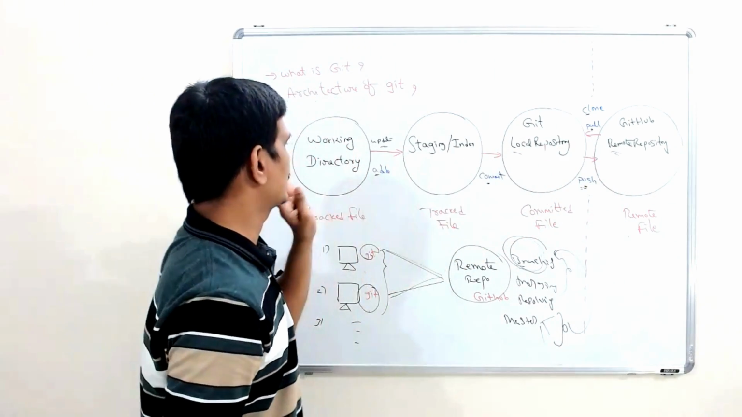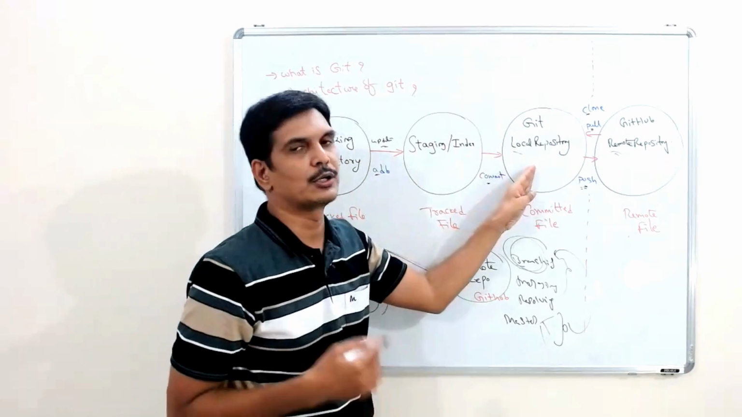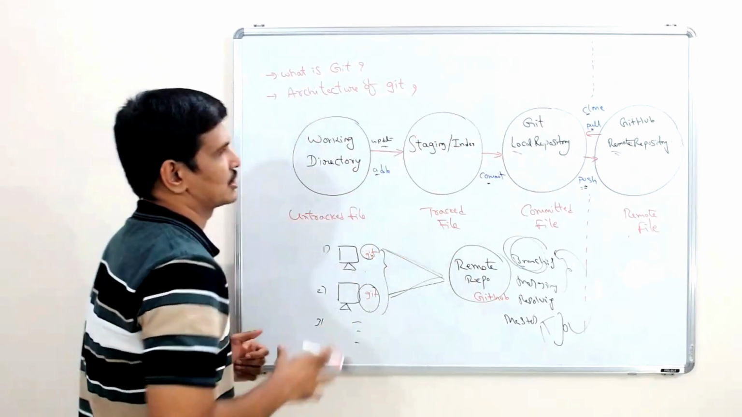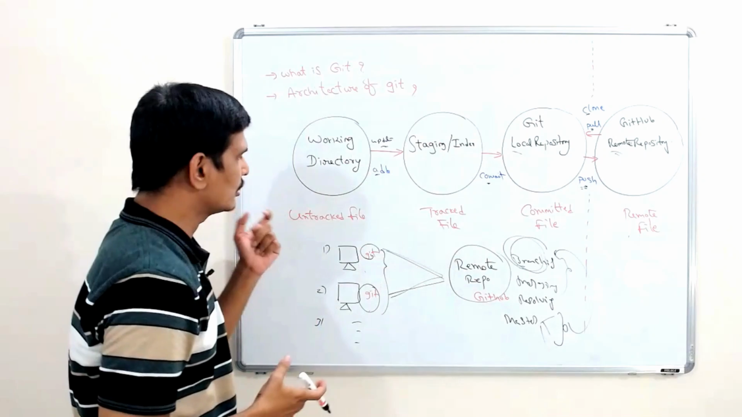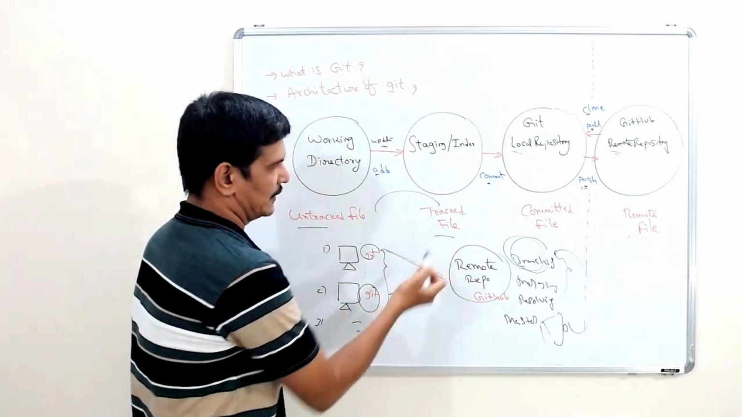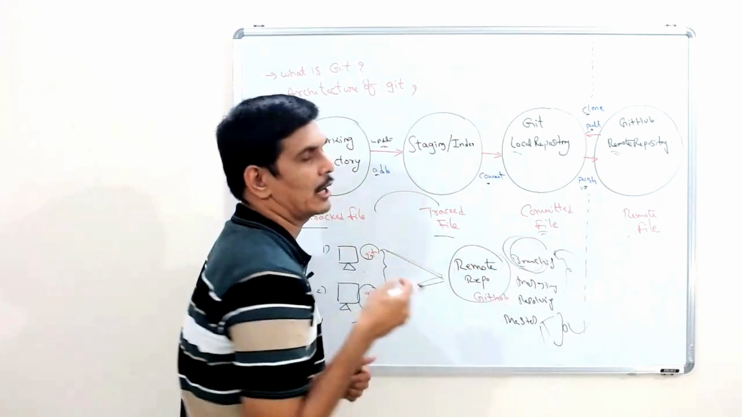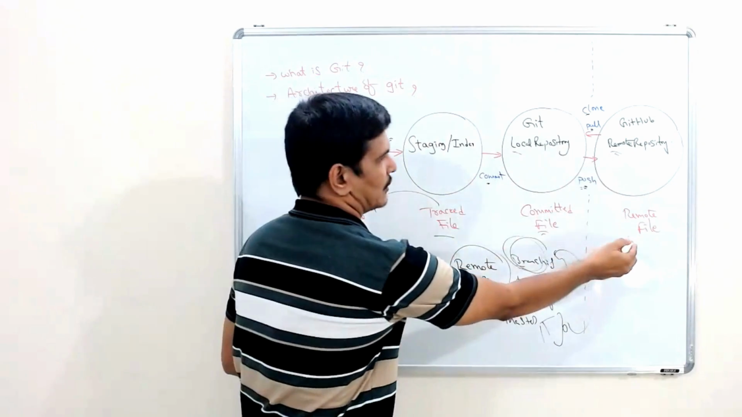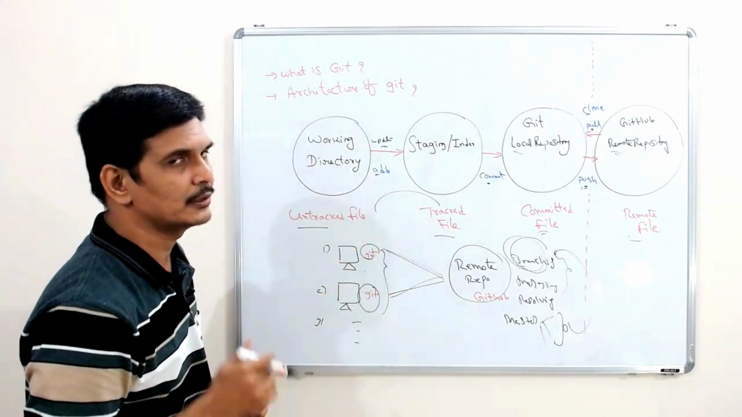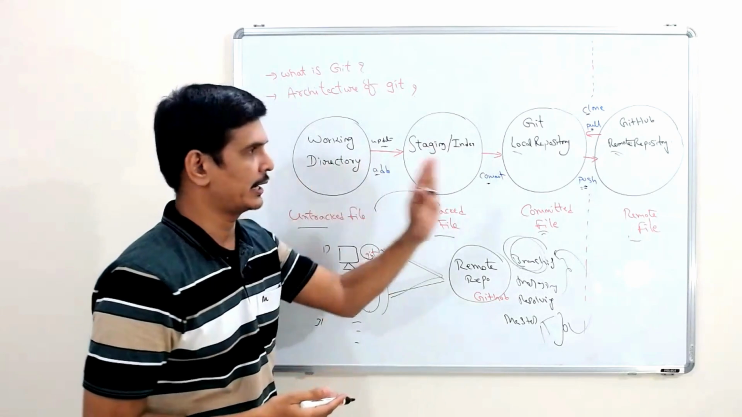The rest of the tasks, like the working directory, sending files to the staging area, or committing files into the Git local repository, are all done on your local machine. So this is the actual architecture of Git and the workflow of files. Initially a file is untracked, then it becomes a tracked file, which is available in the staging area. Once it is committed, it becomes a committed file, and once you push it, it becomes a remote file. This is called the Git workflow from beginning to end.